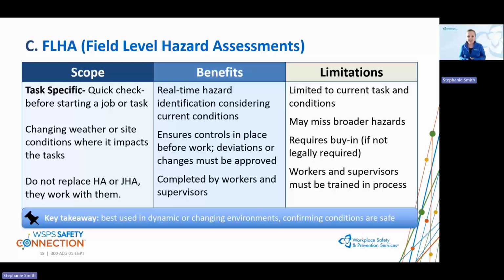The limitations, again, are that it's limited to the current task and the current controls. It may miss, again, some of those broader hazards. It requires buy-in if it's not legally required. And workers and supervisors may not be trained in the process. So you really have to make sure that workers and supervisors are trained in this process to make sure it's effective. So again, it's best used in dynamic and changing environments, confirming that those conditions are safe for them to start that task.